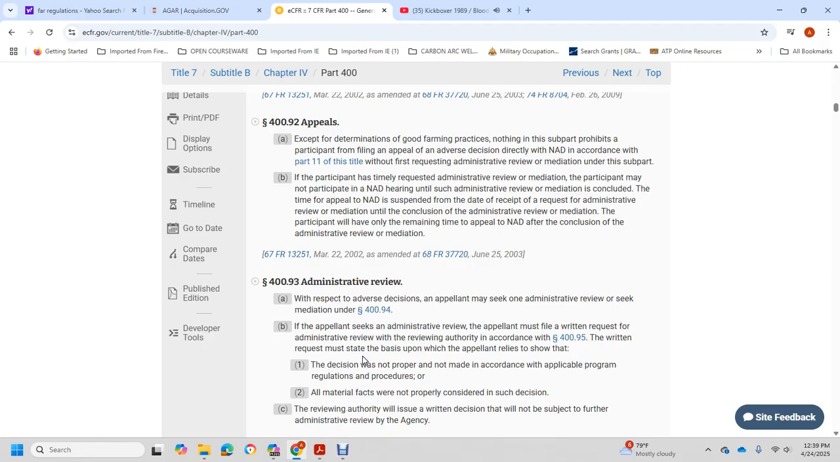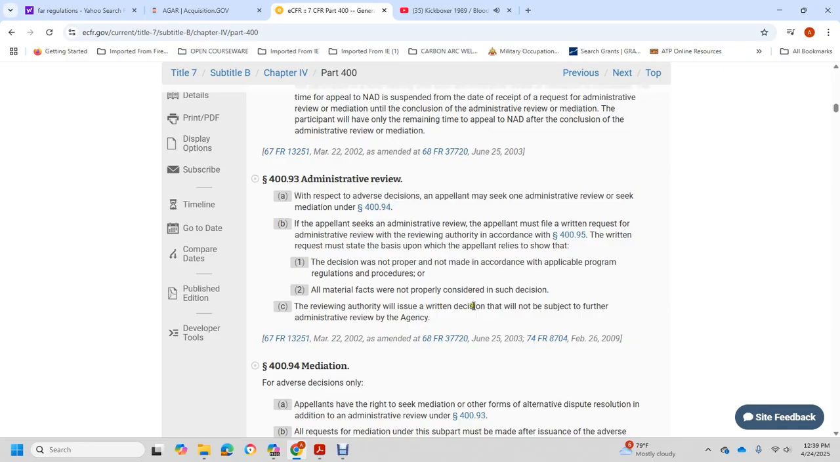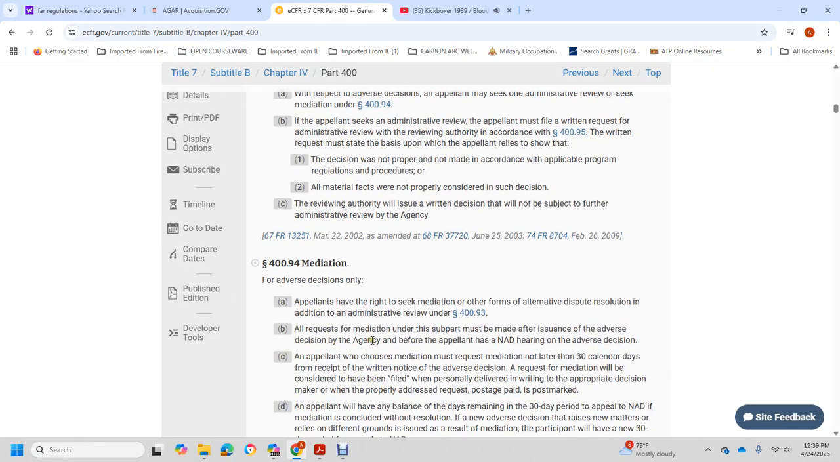The written request must state the basis on which the appellant relies to show that the decision was not proper, has not been made in accordance with the applicable program regulation, or proceeded without all material facts that were not properly considered. The reviewing authority will issue a written decision, subject to further administrative review by the agency.